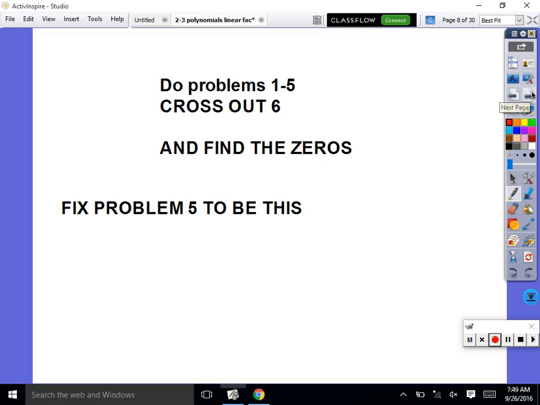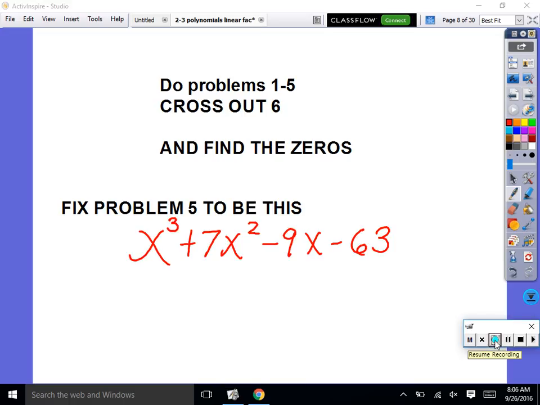Okay, so I want you to do problems 1 through 5, cross out number 6 completely, and then fix problem number 5 to be what I'm going to put on the board. So that's what number 5 should be. So solve. Ready, set, go.